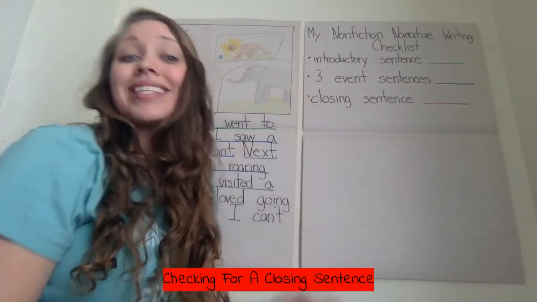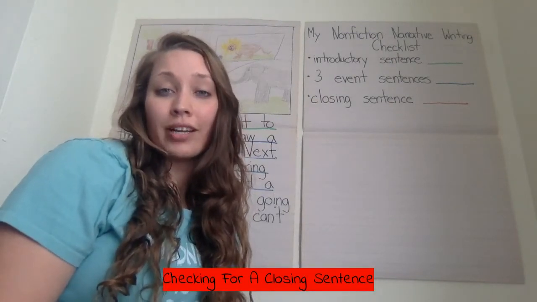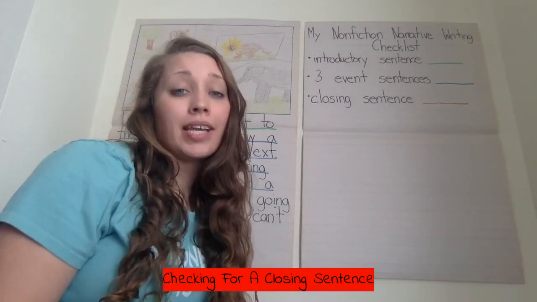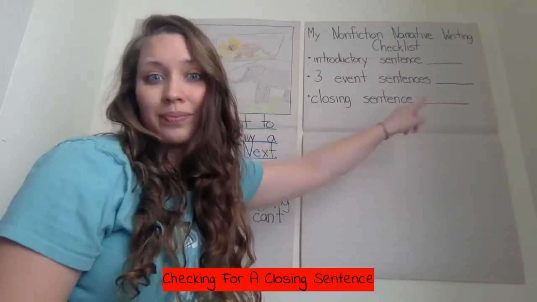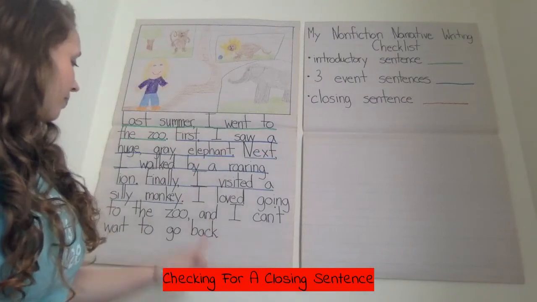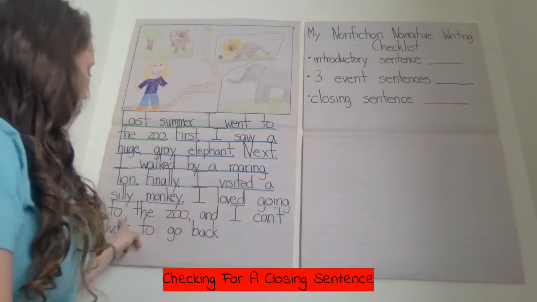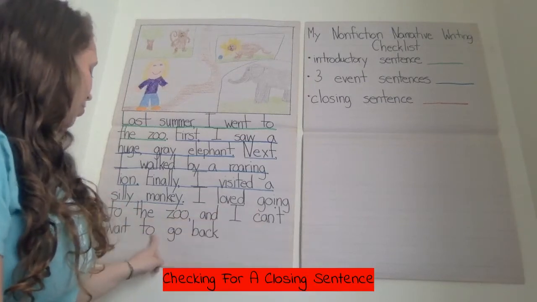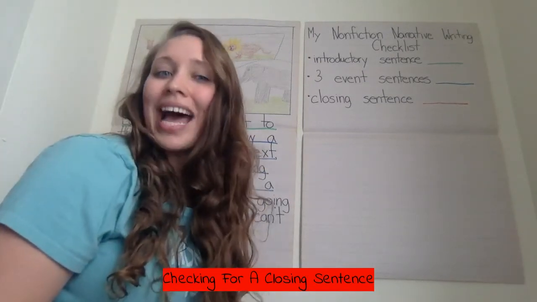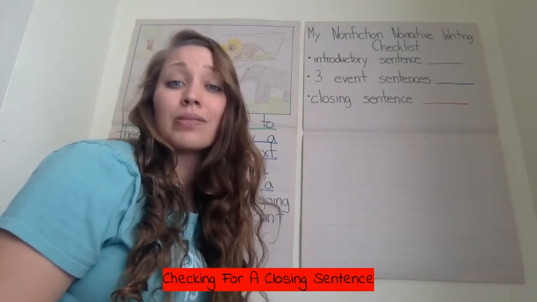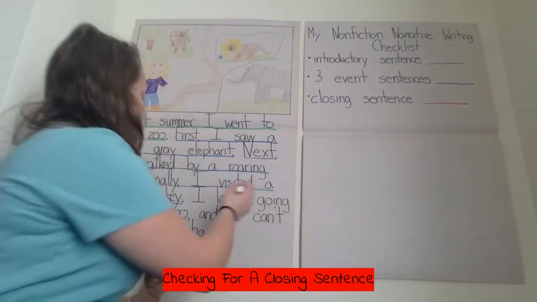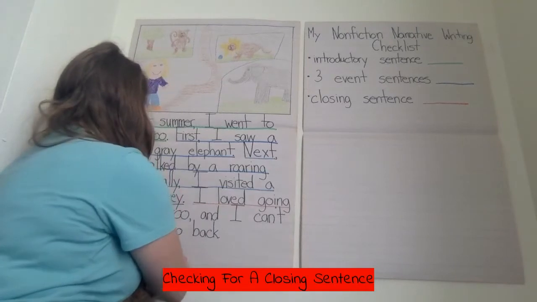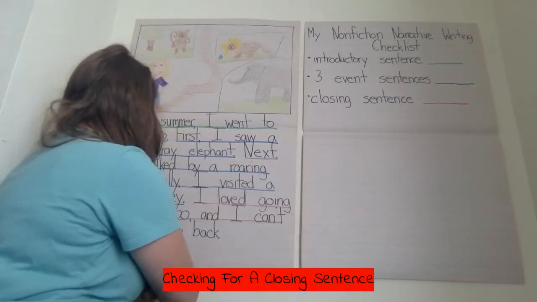Closing sentence. Now I am going to continue rereading my nonfiction narrative to look for my closing sentence. When I find it, I'm going to pause and use the symbol from my checklist to mark it on my piece of writing, that red underline. Let's read together. I loved going to the zoo, and I can't wait to go back. Ooh, I think this is my closing sentence because it tells my readers my reaction of how I felt about my story. My checklist says to underline it in red, so I'm going to underline my closing sentence in red. I loved going to the zoo, and I can't wait to go back.